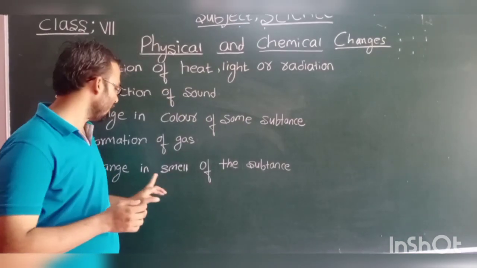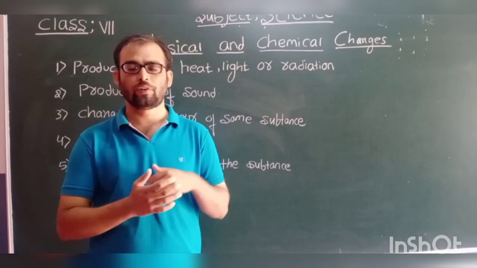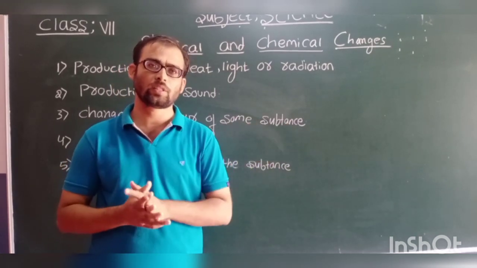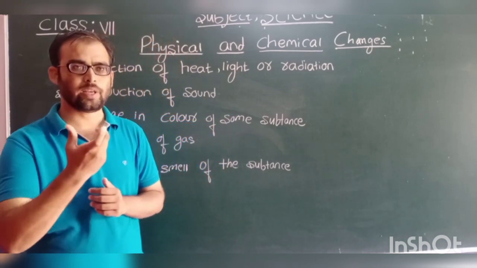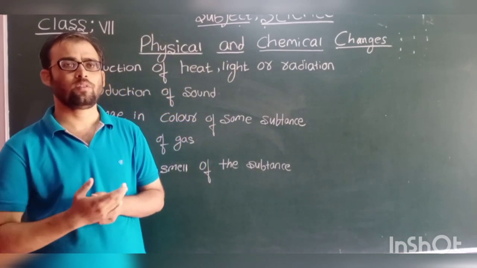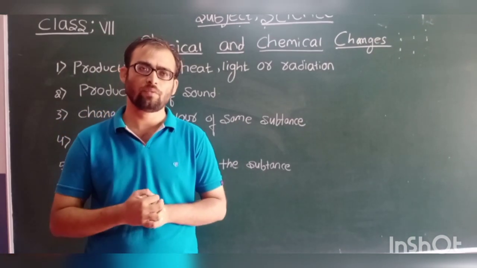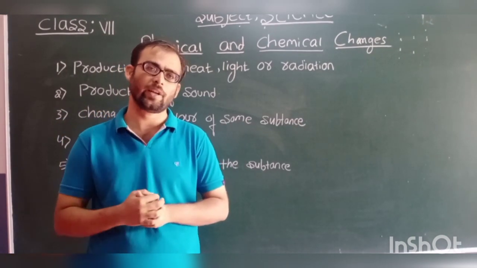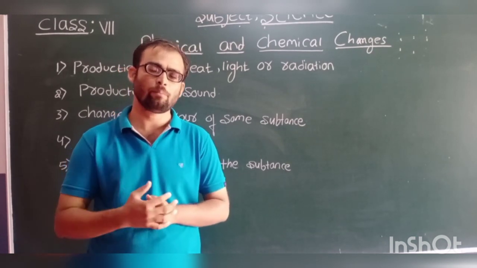The fifth one is change in smell of substances. You might have observed that when you keep food for one or two days and then smell it, a bad smell comes out from the food. This is an example of change in smell of substances, because chemical reactions are taking place there, and as a result we get a bad smell.